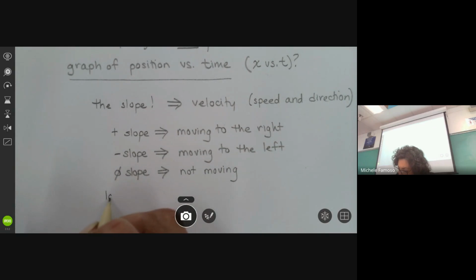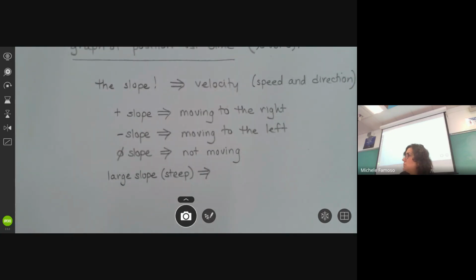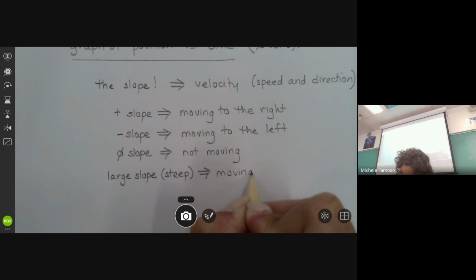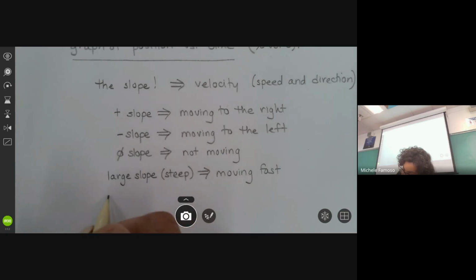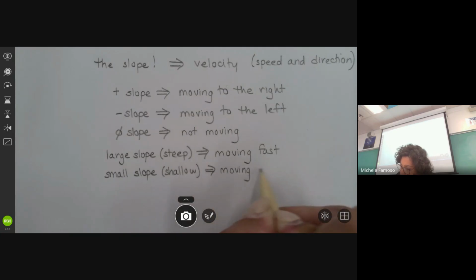If you had a large slope value, meaning the graph is very steep, what would that mean? You see a steep line on your graph. What's that going to mean? Jacoby? Yep, that means you're moving fast. Versus if you have a small slope, that's going to look like a shallow line. Felucci, what's that going to mean? That's right. That's going to indicate that you're moving slowly.